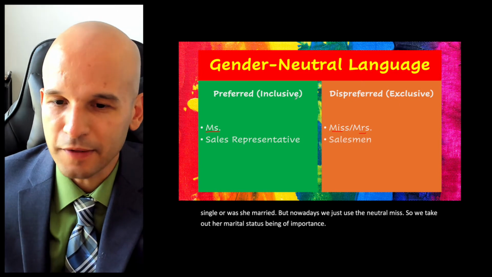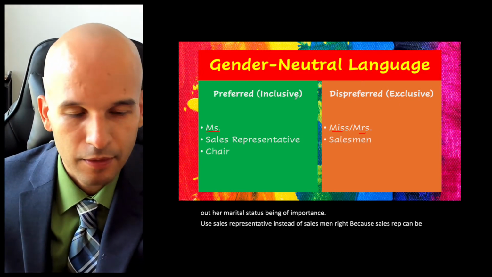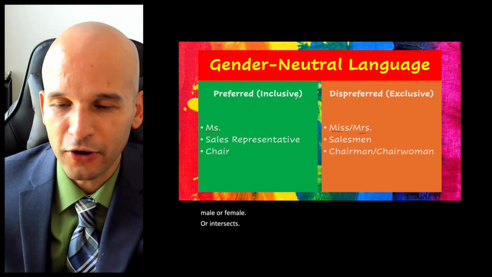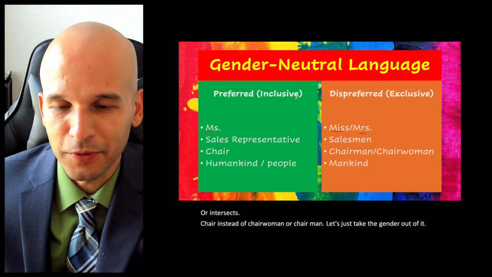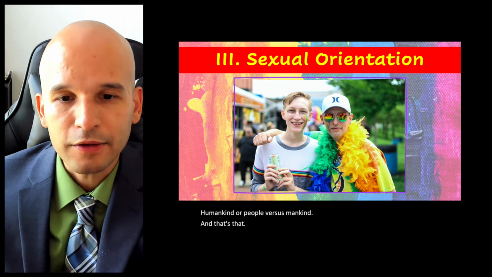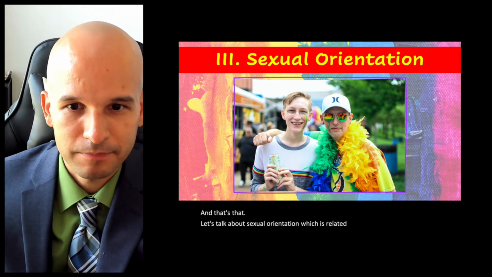Use sales representative instead of salesman, right? Because sales rep can be male or female or intersex. Chair instead of chairwoman or chairman. Let's just take the gender out of it. Humankind or people versus mankind. And that's that. Now let's talk about sexual orientation, which is related to gender.